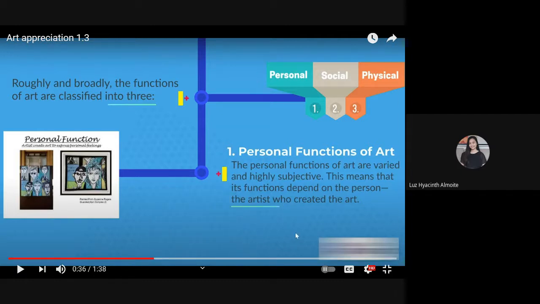The personal functions of art are varied and highly subjective. This means that its function depends on the person, the artist who created the art. An artist may create art out of the need for self-expression. Art may also be therapeutic. In some orphanages and homes for abandoned elders, art is used to help residents process their emotions or while away their time.